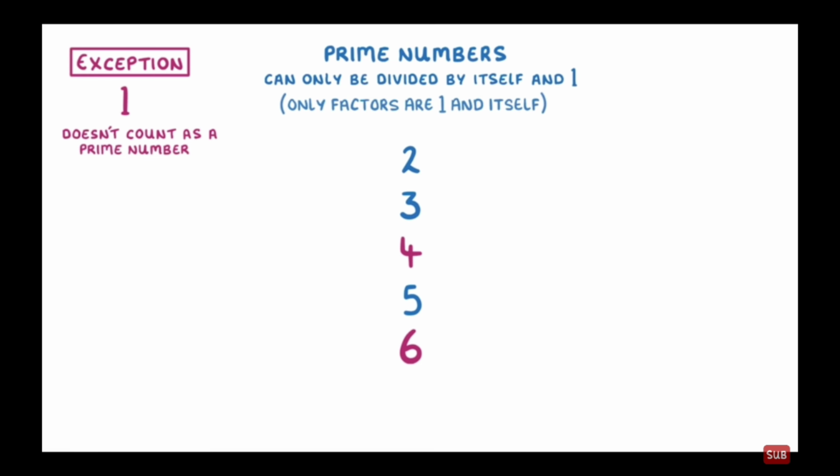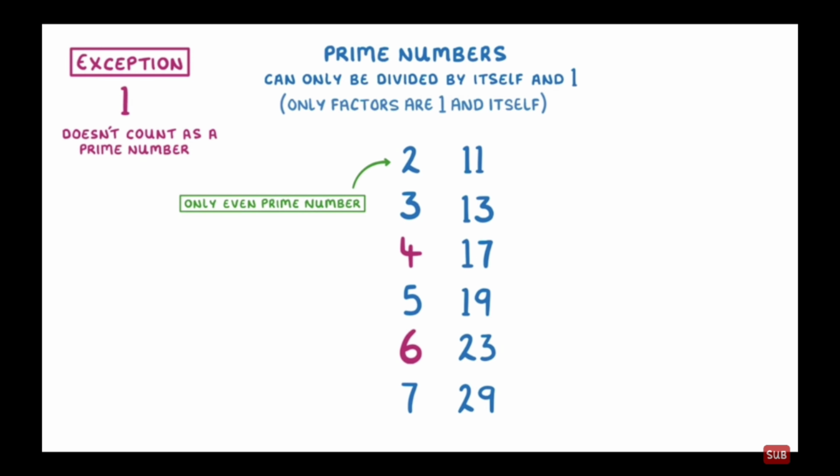Other prime numbers include 7, 11, 13, 17, 19, 23, and 29, with the list continuing on and on. One thing you might have noticed is that 2 is the only even prime number. This is because all other even numbers are divisible by 2, which means that they can't be prime.